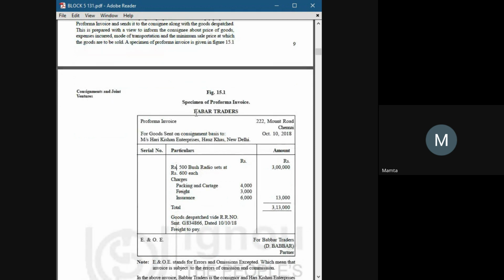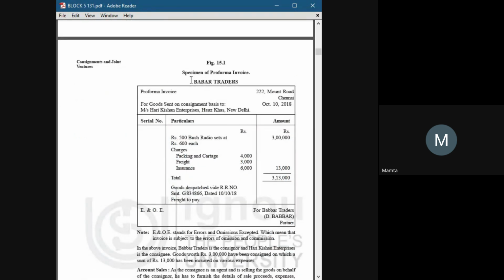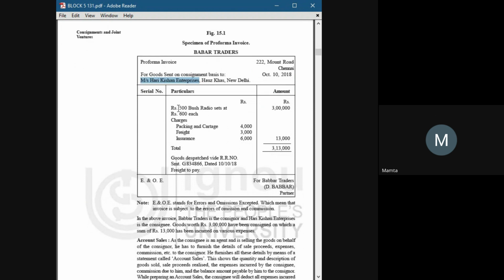Here is the proforma invoice. You can see it: Barber Traders, this is the address of Chennai, for goods sent on consignment basis. To whom are the goods sent? Messrs Hari Krishna Enterprises, Hauz Khas, New Delhi. And here are the details of the consignment. We have 500 Bush radio sets at rupees 600 each.